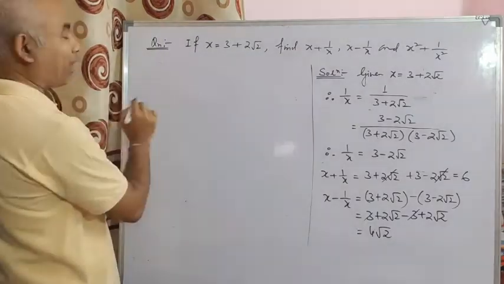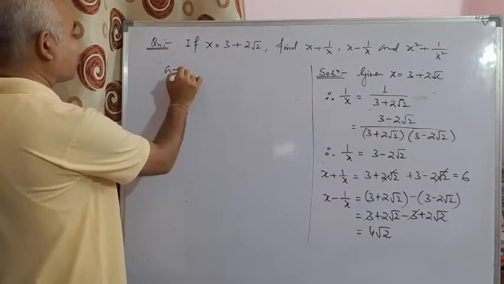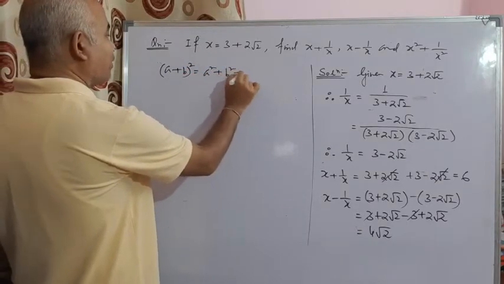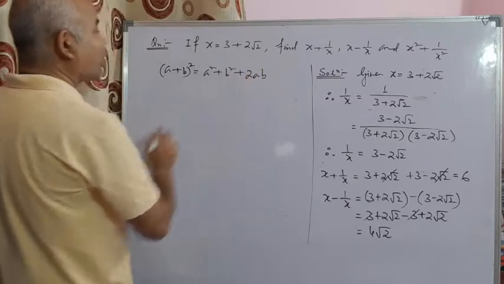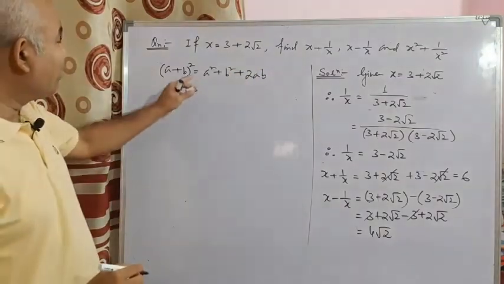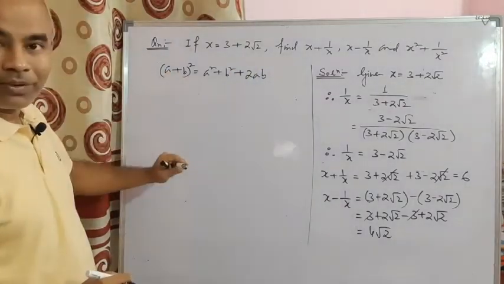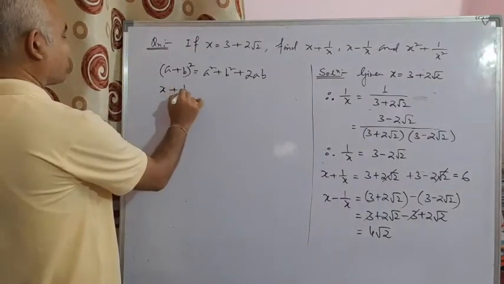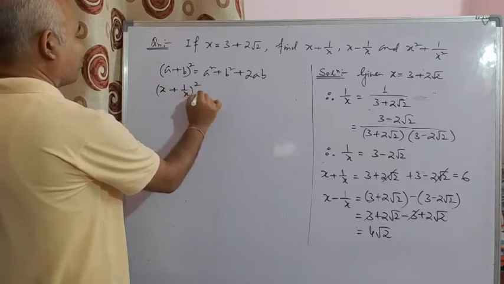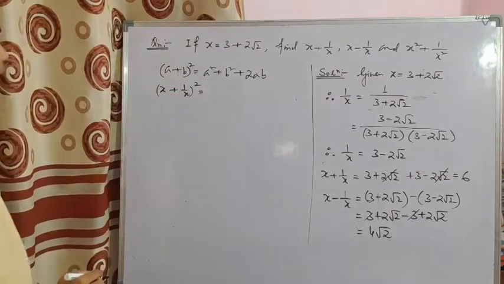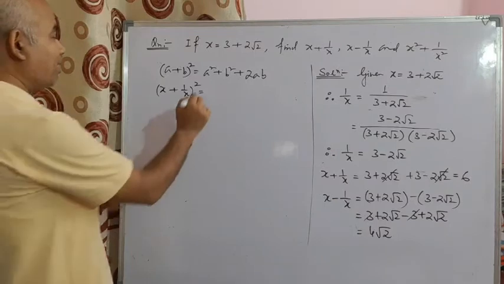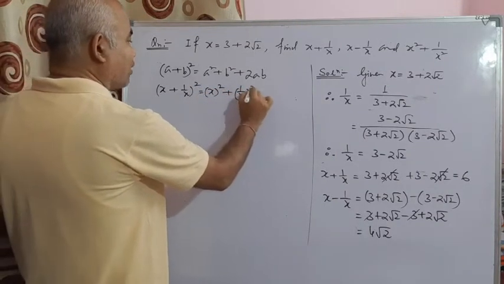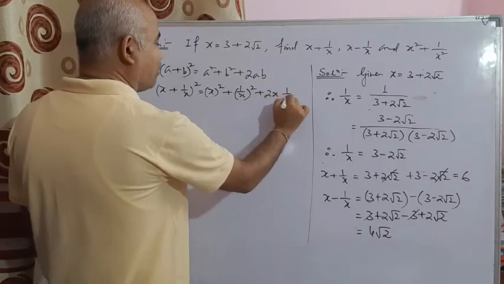x square plus 1 by x square. To find this, you have to use this formula, a plus b whole square equal to a square plus b square plus 2ab. This formula you have to apply, because in this formula only you can find out the square of a and b. Okay, so here a and b means x and 1 by x. So in place of a and b, if I write x and 1 by x, then it will be square of x, square of 1 by x, 2 into x into 1 by x.